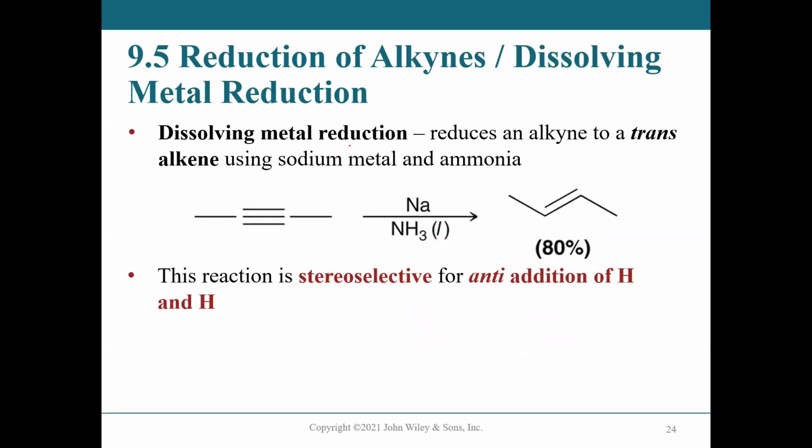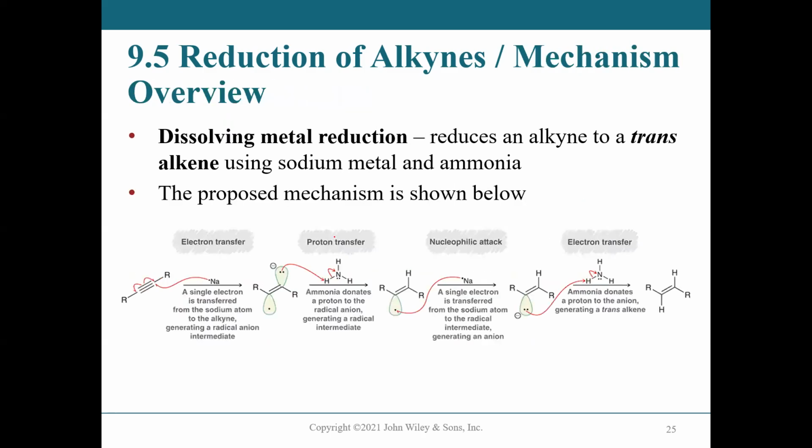So dissolving metal reduction reduces an alkyne to a trans alkene using sodium metal and ammonia. So here's some different reactants to push this triple bond to a double bond. This reaction is stereoselective for anti-addition of hydrogen. And they give you an example of how the electron transfer works.